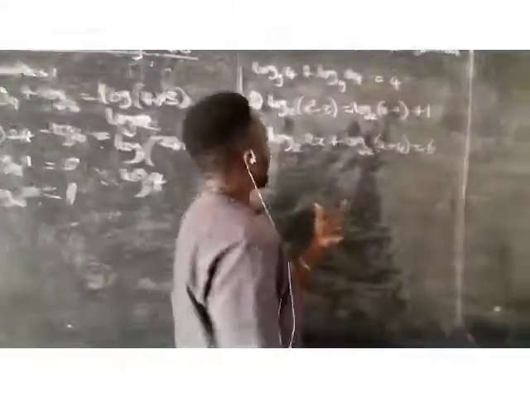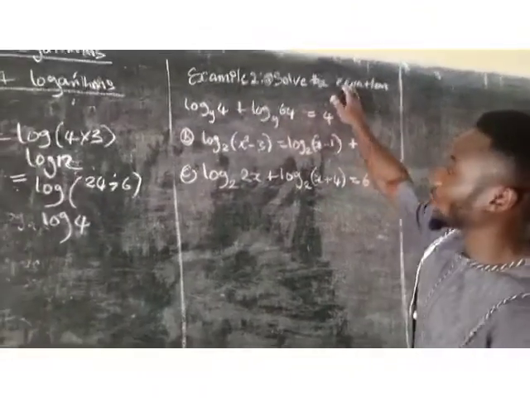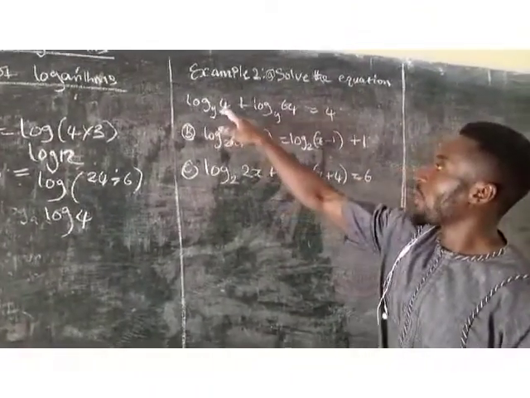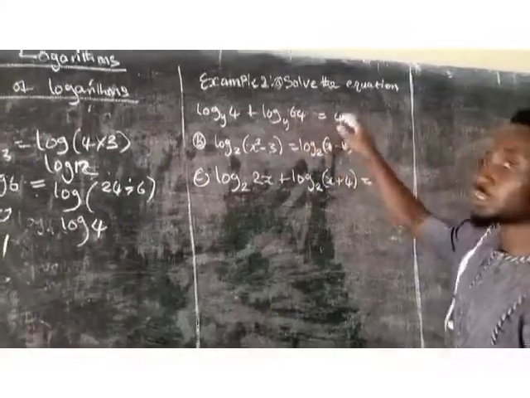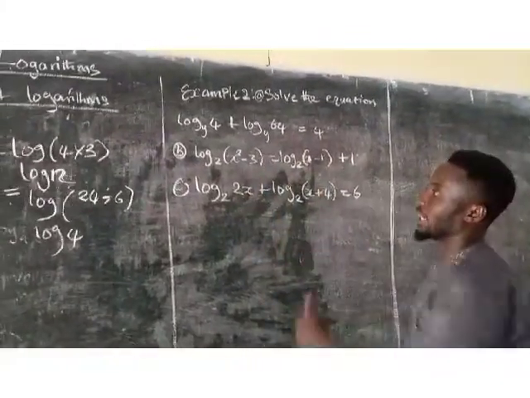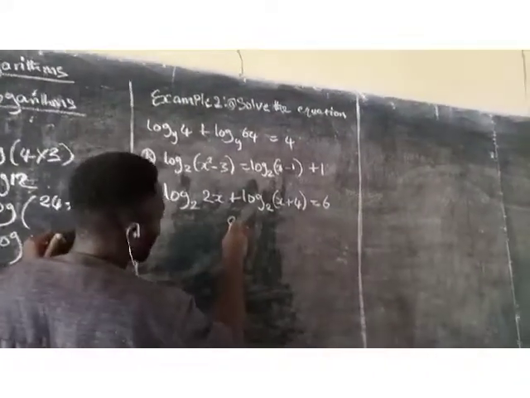So, moving on, we'll be looking at this example. Solve the equation: log base y of 4 plus log base y of 64 is equal to 4. And the same thing here. So we'll be looking at the solution now.